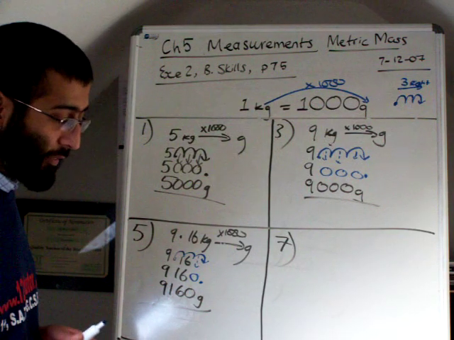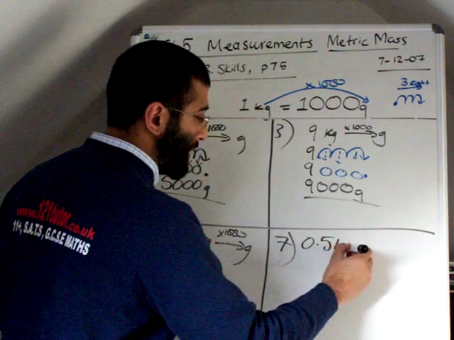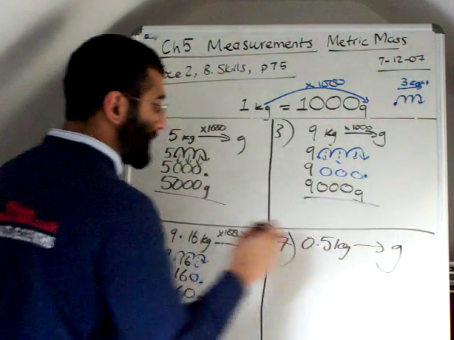Question number 7 is 0.5 kilograms. And we've got to change that into grams. Kilograms to grams is times by 1,000.